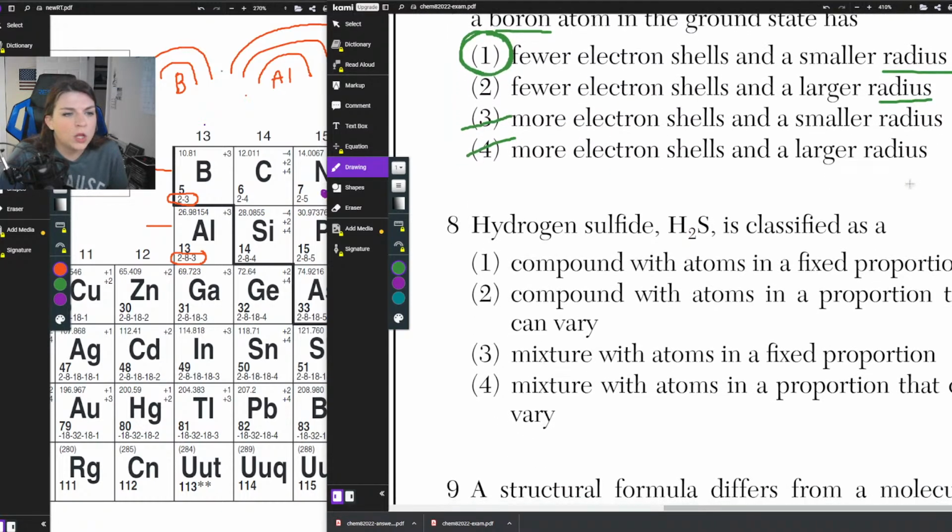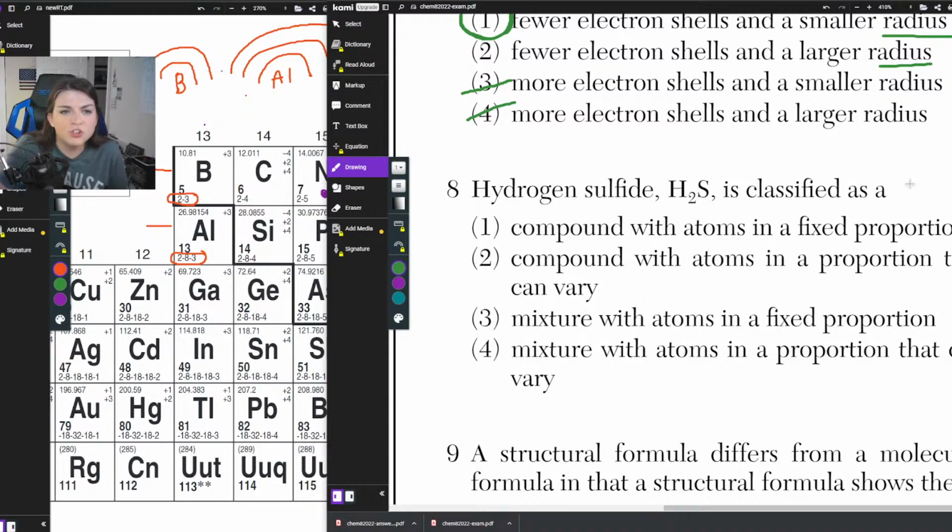Moving right along. Question 8. Hydrogen sulfide, H2S, is classified as a blank. Okay. Again, this is a vocabulary question. Don't we love this first section?